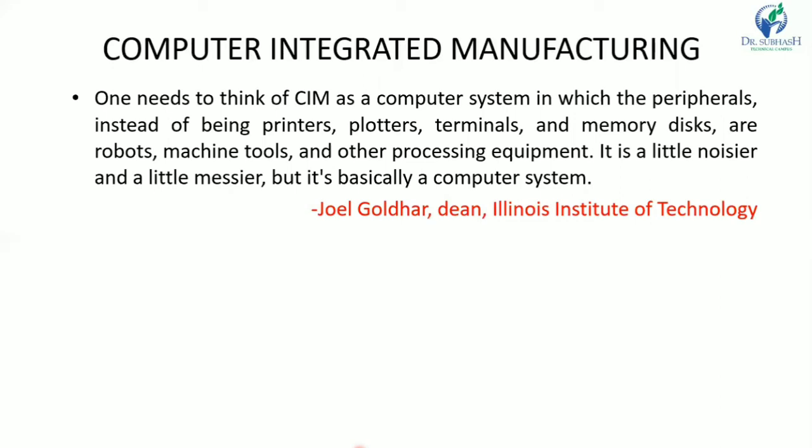Now, let us move toward computer integrated manufacturing. What is the meaning of computer integrated manufacturing? Different persons have given different definitions, so let us see. One needs to think of CIM as a computer system in which the peripherals, instead of being printers, plotters, terminals, and memory disks, are robots, machine tools, and other processing equipment. So it is a little noisier and a little messier, but it is basically a computer system.